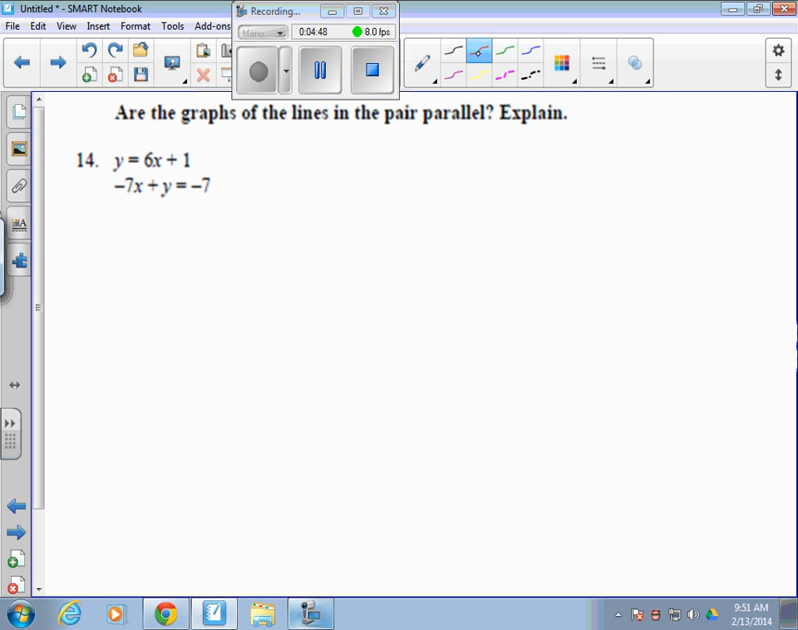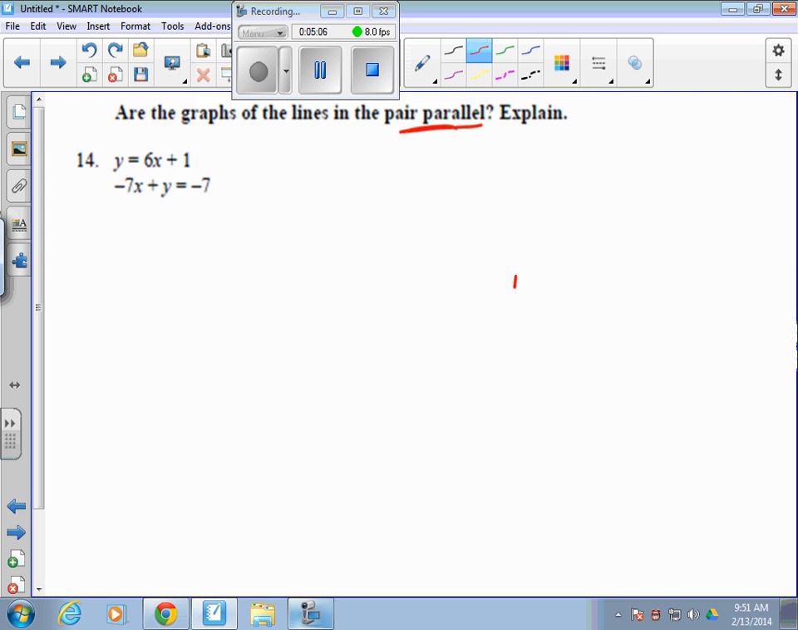14 asks, are the graphs parallel? This goes back to 1, 2, and 3 on the study guide, where it asks you one solution, no solution, or infinitely many solutions. Parallel lines have no solutions. They don't intersect. Without having to graph these equations, though, you don't have to draw pictures to see them.